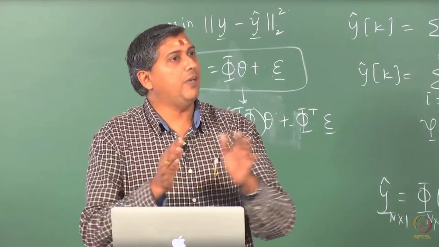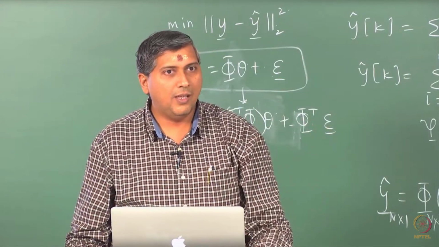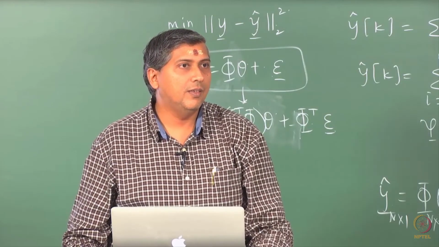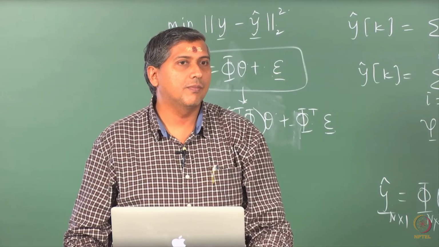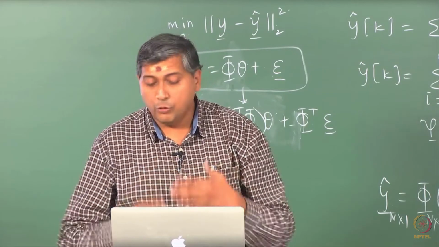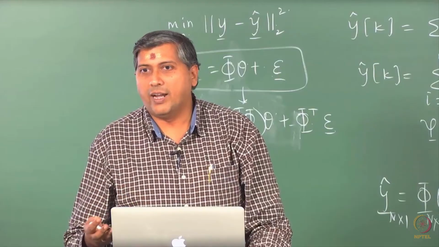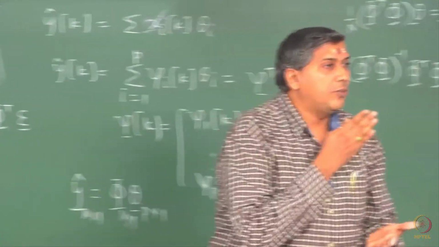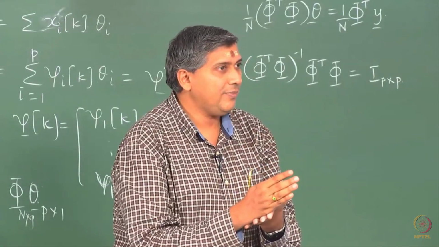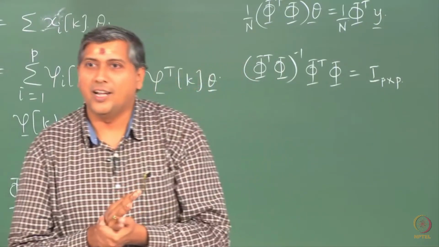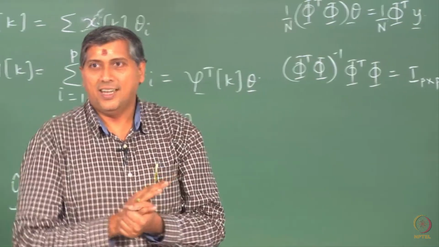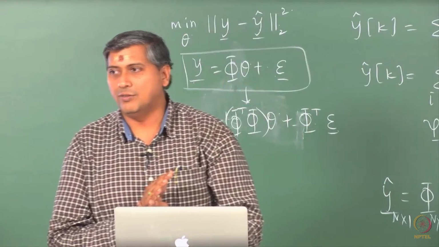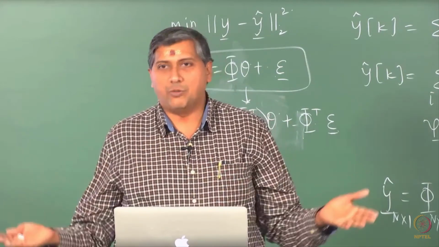So, if you were to expand phi transpose epsilon, what is the size of phi transpose epsilon? You should get used to these dimensions. It is p cross 1, a p cross 1 vector of what? A p cross 1 vector of covariance between the regressor and the error. And now you use the orthogonality property and say that I will choose that solution where these inner products are 0, then you get the least squares solution.